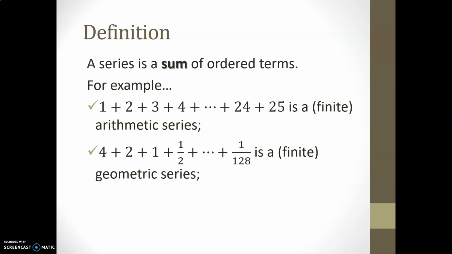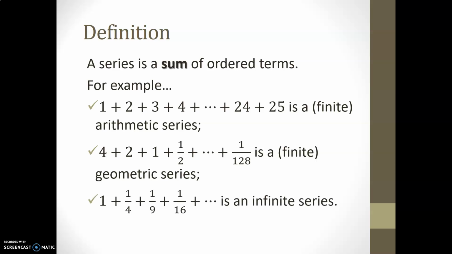4 plus 2 plus 1 plus a half plus ... until 1 over 128 is a finite, so in other words limited, geometric series. 1 plus a quarter plus 1/9 plus 1/16 plus ... with no indication of a last term is an infinite series. So all three of these examples are series because they are the result of a sum of terms placed in one very particular order, sometimes with a pattern that you may have actually noticed in the three examples that are in front of you.